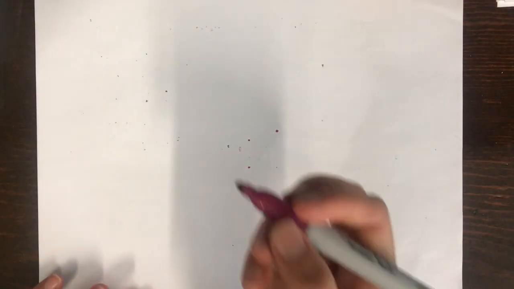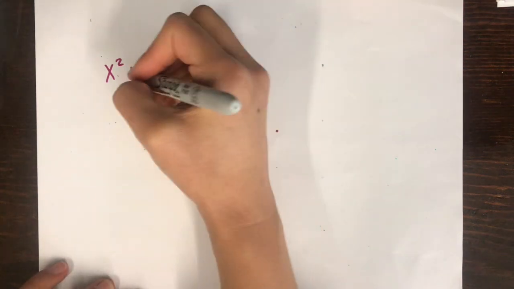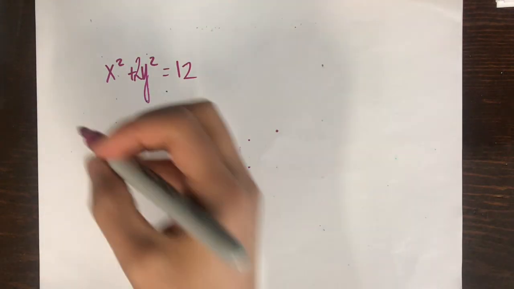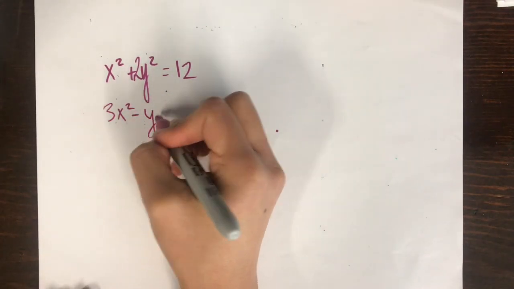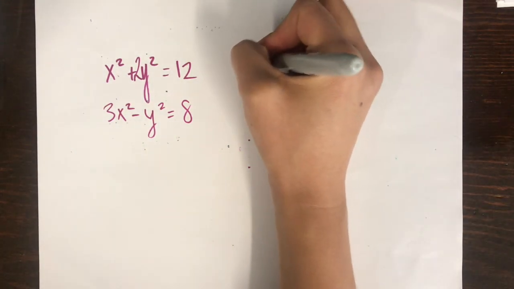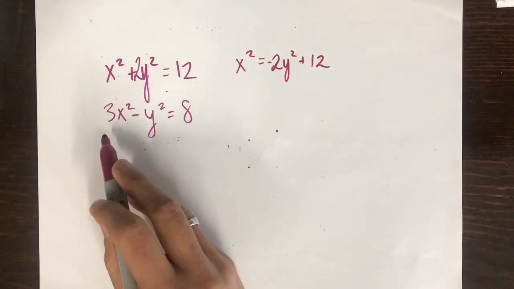It might be helpful to you, but you can also do it completely algebraically without any type of graph. So we're going to take a look at two curves that are going to be crossing each other. One is an ellipse and the other one is a hyperbola. We've got these two equations, and the first one has x squared plus 2y squared equals 12. I know that's an ellipse because of the plus sign. The second one I know is a hyperbola because of the minus sign.